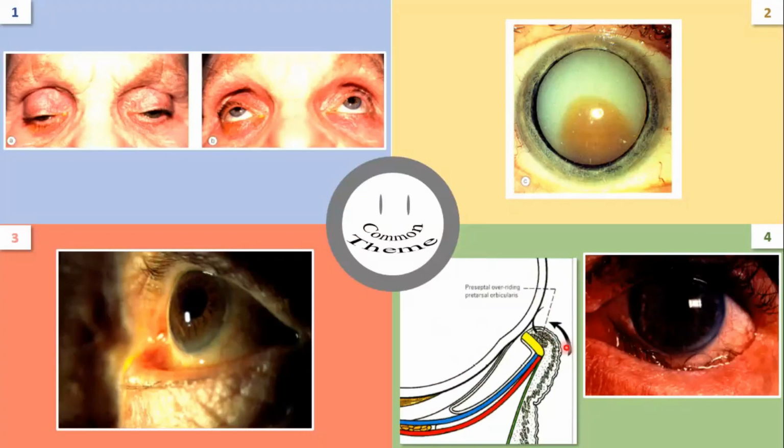So this is involutional entropion, and usually whenever we have entropion, we have secondary trichiasis. So the answer for this question is that the theme is involutional. So this is actually a test for your observing skills.